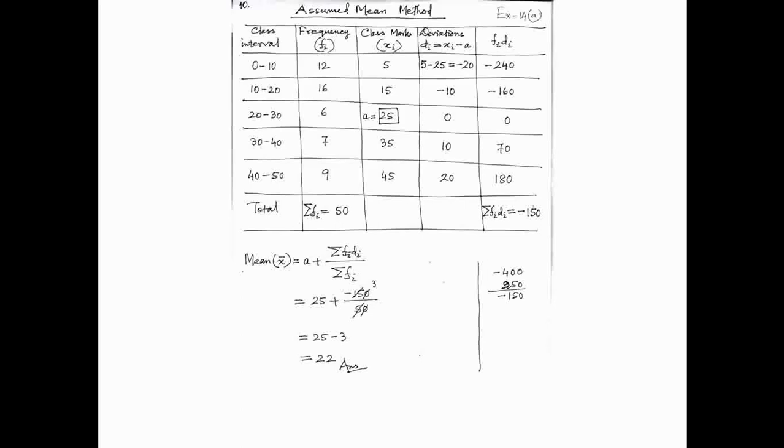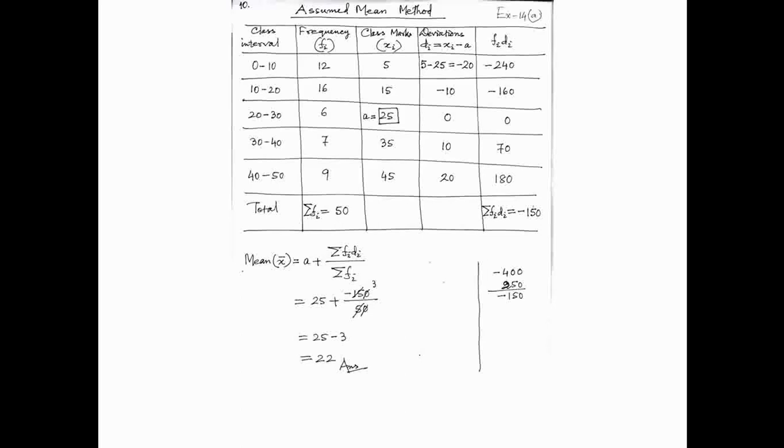Then next row, it is xi minus a. Xi is 25, and in the same row a is also 25. So 25 minus 25 is 0. Then this di is 0, and you have to multiply with fi 6. 6 into 0 equal to 0. The next ones, in the same way, you will get fi di as 70, then 180.